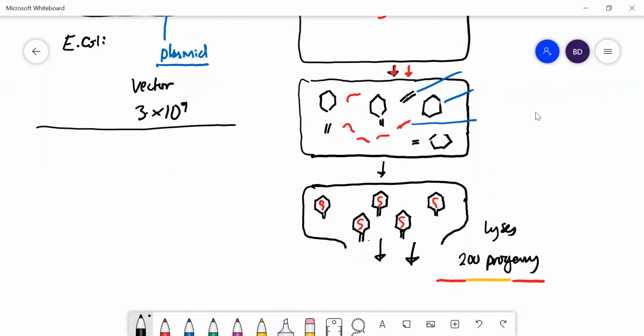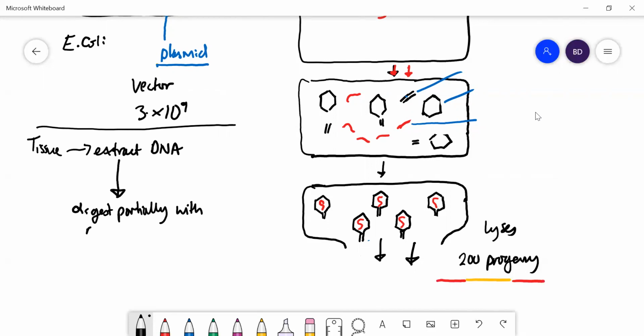So how does it work then? You get some human tissue. It can be any tissue as long as it's got nuclei in it with DNA. You extract the DNA, and then you cut the DNA and digest it partially with a restriction enzyme.